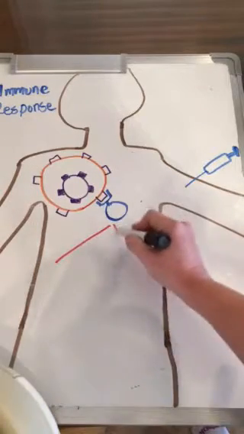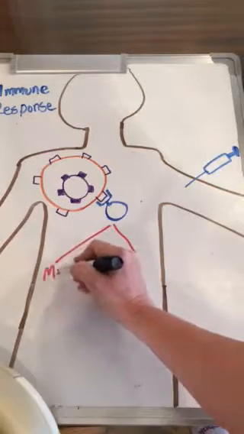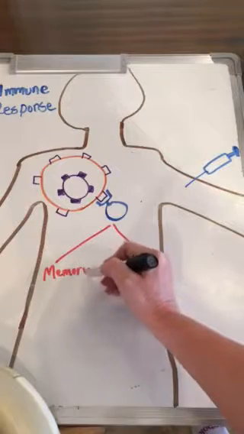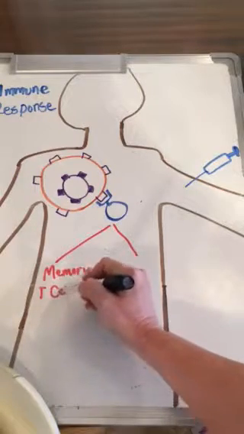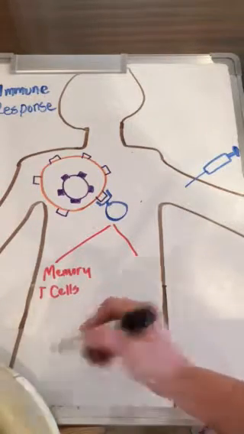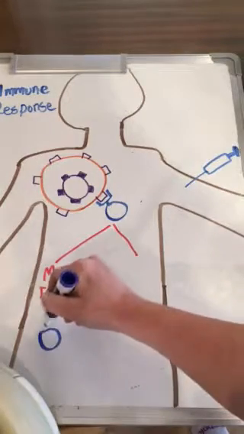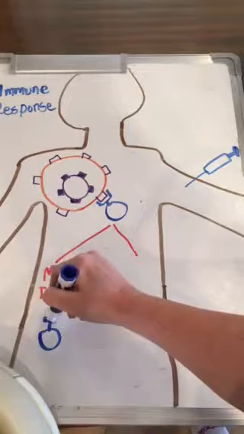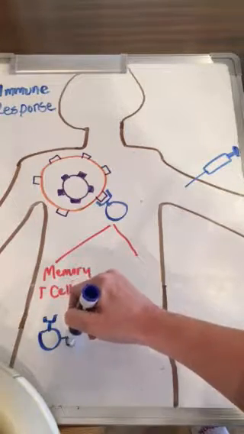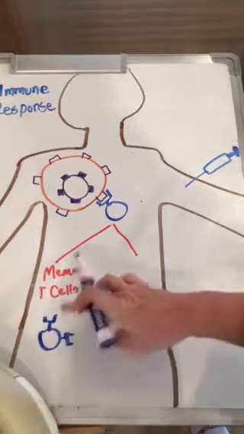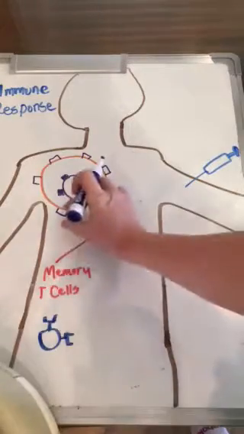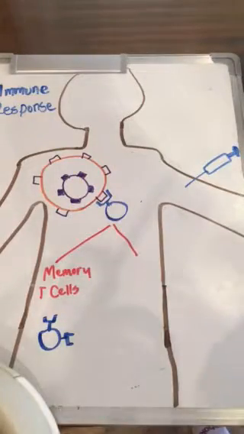The first thing is that memory T cells will be made. And these are long-term T cells that stay in your body so that if this foreign invader ever comes in again, it can quickly attach and recognize those flags and kill those foreign invaders.